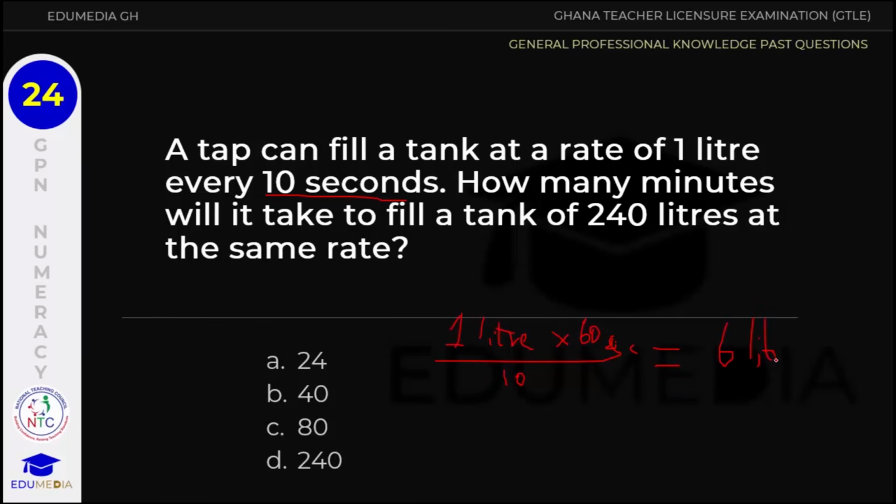So 6 liters here. So it means in every 1 minute, 6 liters is going to be filled. So we have 240 liters. Therefore, these 240 liters is going to be divided by 6 to know how many minutes it will take us to fill the 240. So 240 liters divided by the 6 liters, and you have your answer to be 40 minutes. All right, it means it will take us 40 minutes to fill up 240 liters. So the correct answer is B, 40.